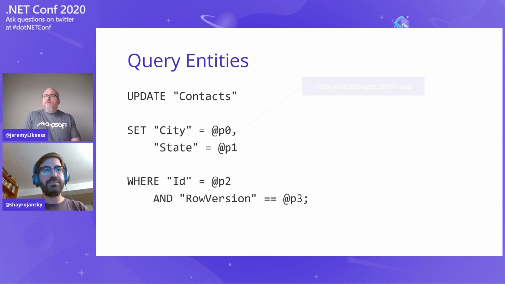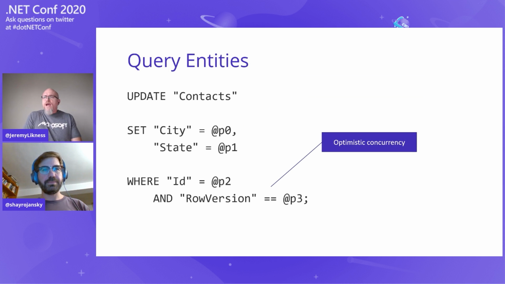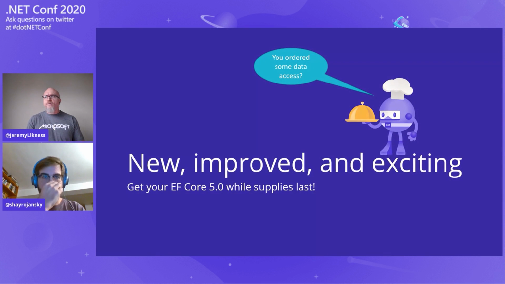Entity Framework is going to be smart enough just to update those 2 columns, but it's also grabbing that row version so that we use what's called optimistic concurrency. If that record isn't hit, we know it's changed underneath the scenes so we can handle that scenario.